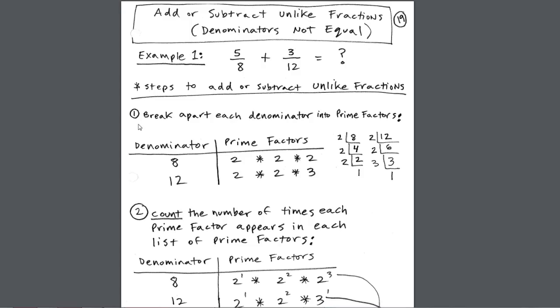All right, so step one, you have to break apart each denominator into prime factors. So there it is, 8 and 12. We list them, 8 and 12. Those are the denominators. And then we break apart 8 and 12 and list all the prime factors. Now, we might have to do our little trick to finding all of the prime factors, whether on paper or in Excel, as we've learned earlier in the class. But there it is, step one.